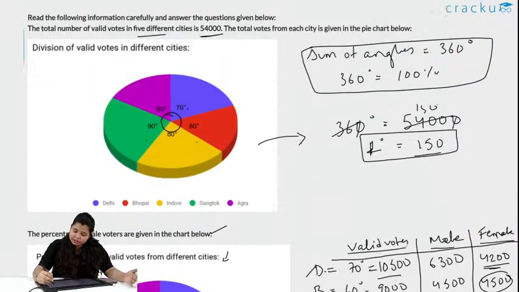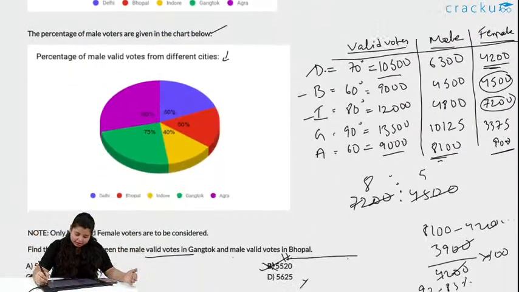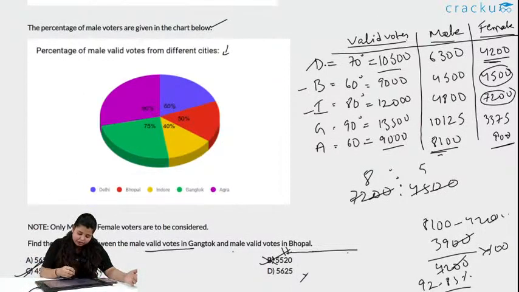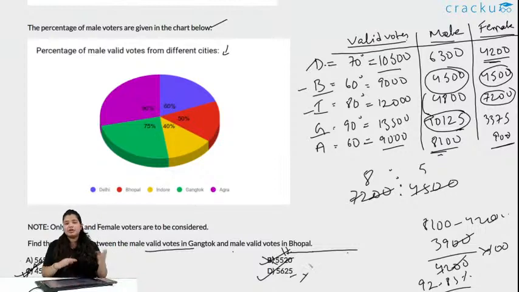Again the next question. Find the difference between the male valid vote in Gangtok and male valid vote in Bhopal. So, male valid vote in Gangtok, male valid vote, Bhopal, male valid vote. When you subtract this, what do you get? You have 5 at the last. So, you know option is going to be option D the correct answer, as only this has 5 at the last. When you subtract, you will get 5 at the last as a unit place. So, 5625 is the correct answer.